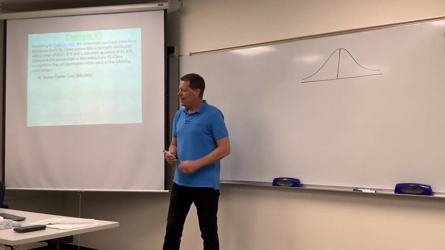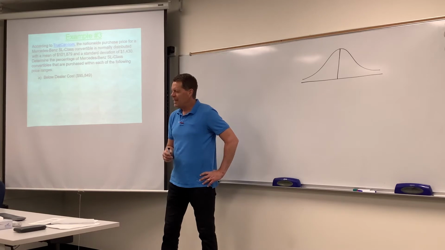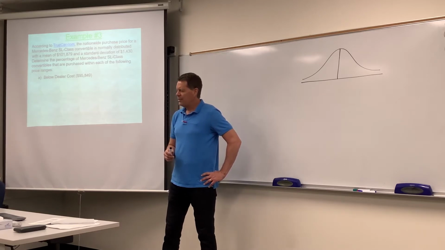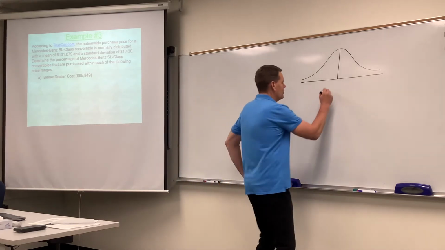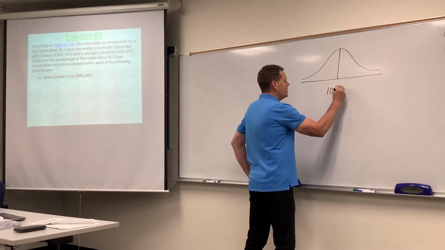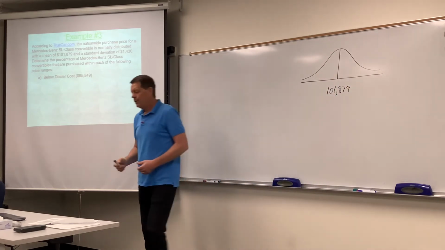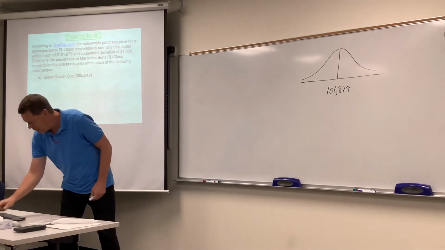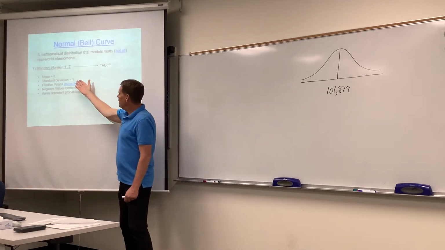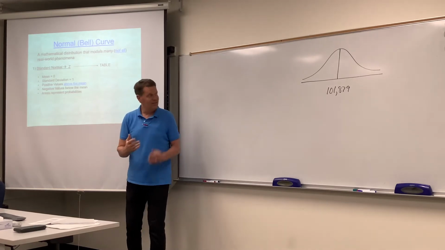But anyway, notice here it says that the mean is $101,879. 101,879. That goes in the middle. This is not a standard normal. I want to remind you that a standard normal is one where the mean is 0, Z. All right, this is different.